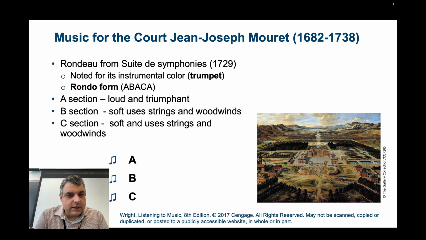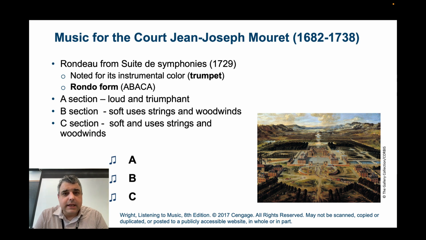This form is going to be an A, B, A, C, A form. This form is also called a five-part rondo form because it has five different parts. This is a form we want to be familiar with because it is going to come back in the classical period and the romantic period, and we're going to be talking about rondo form again and again.